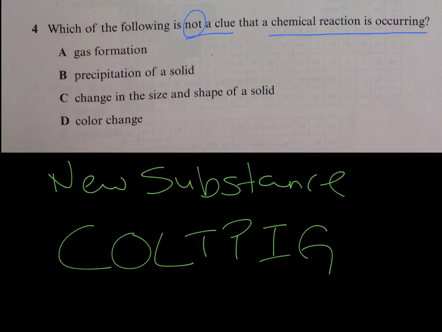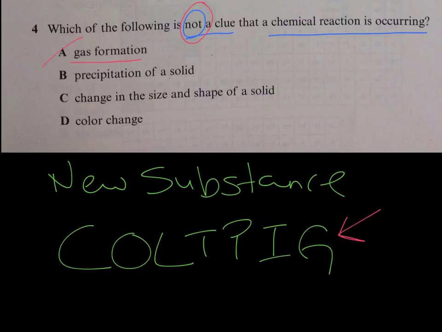Alright, so let's look at them. Letter A says gas formation. Is that found somewhere in cold pig? Great job. It's right there in the G. So is that a clue or not a clue? Great, that is a clue that a chemical reaction is occurring. So since our question's asking for not a clue, that's not our answer. We're looking for something that is not a new substance, something that is not found in cold pig.